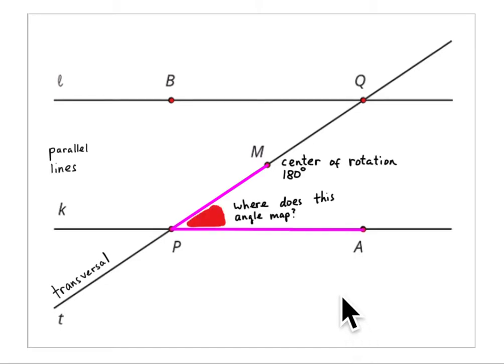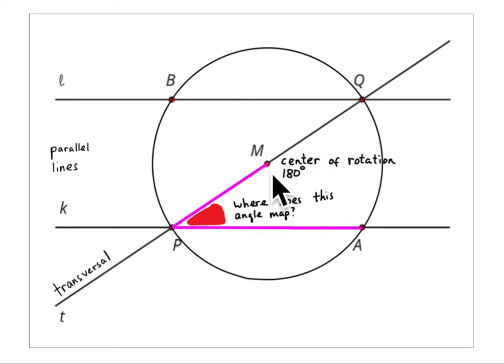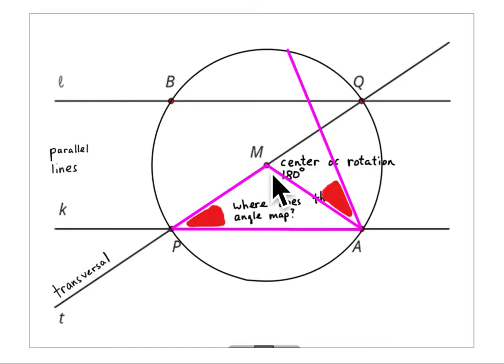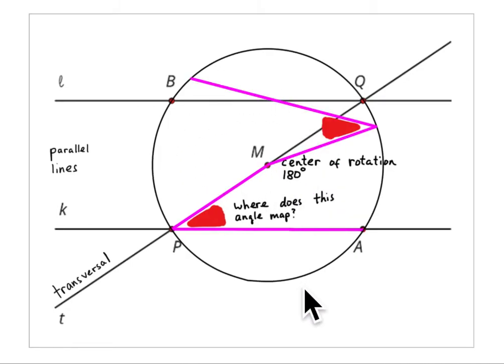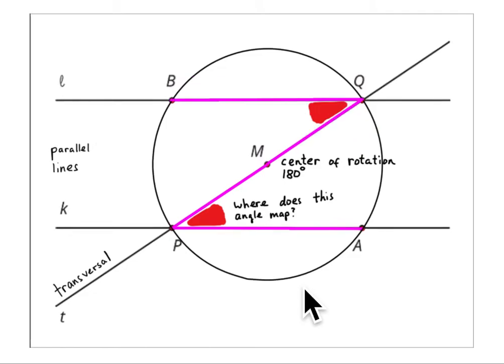And we're going to take this angle right here. So where does this angle map to upon a 180 degree rotation, with M being the center of rotation? Rotate it around. So now we're going to rotate it in a counterclockwise direction. It actually doesn't matter which direction you rotate in, you end up in the same spot. It's going to land right there.